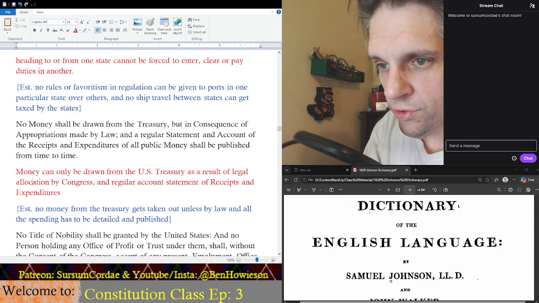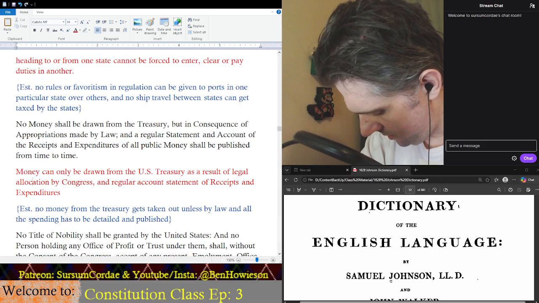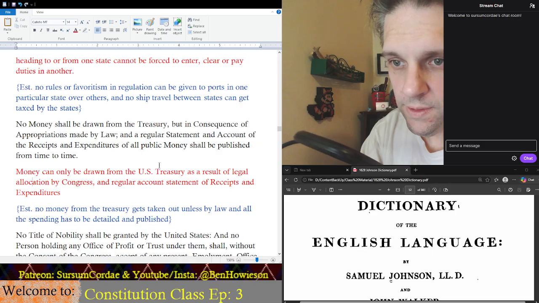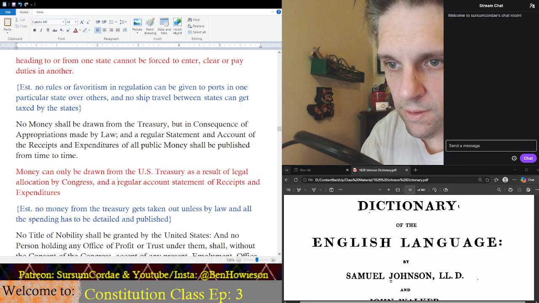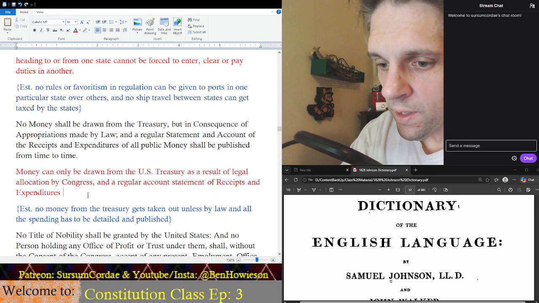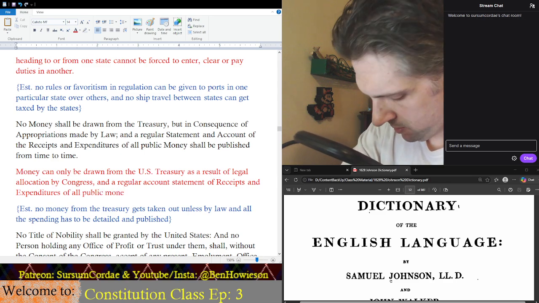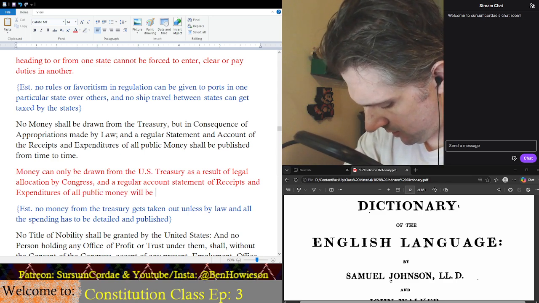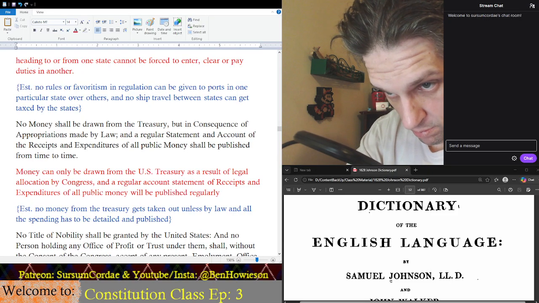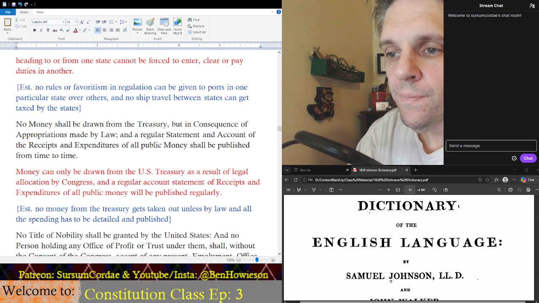It can only be drawn from the U.S. Treasury as a result of legal allocation by Congress and regular account statements. Statements? And irregular account statement. See? Little things. A regular account statement of receipts and expenditures of all public money will be published regularly from time to time. Regularly. That's what they meant.